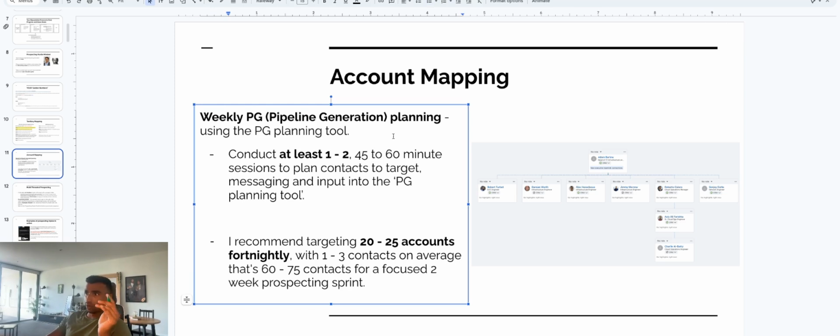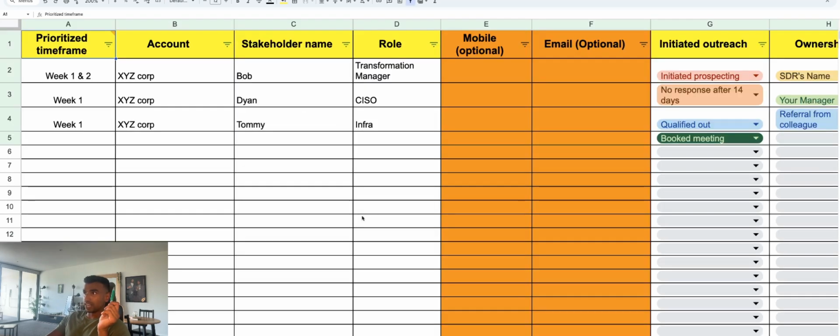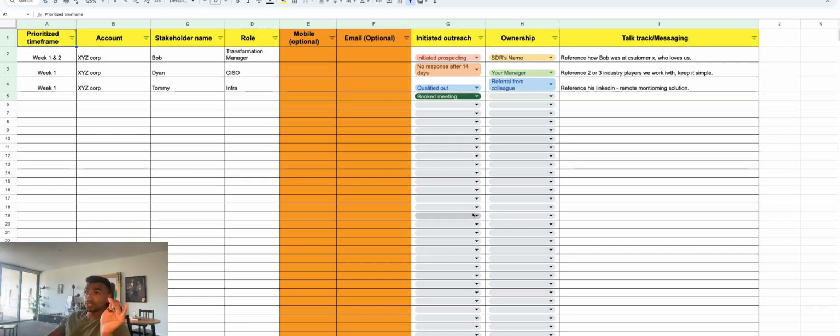Very straightforward. You will ideally have two blocks in your calendar for 45 to 60 minutes. Each of those blocks is when you're planning contacts to target, you're planning messaging, and you input them into the PG planning tool. The PG planning tool is something I've pulled together over here, which you can use. Again, I will include links to these assets so that you can use them.